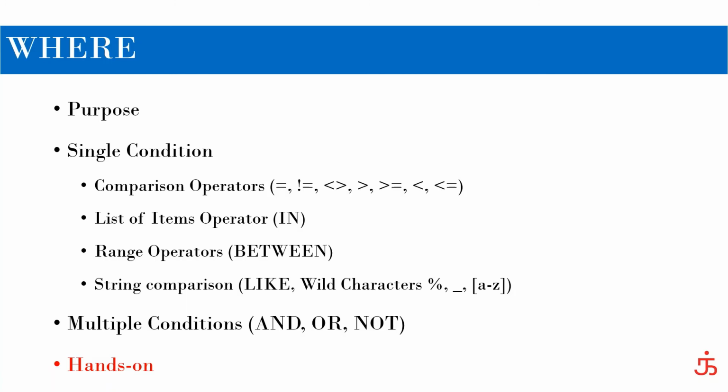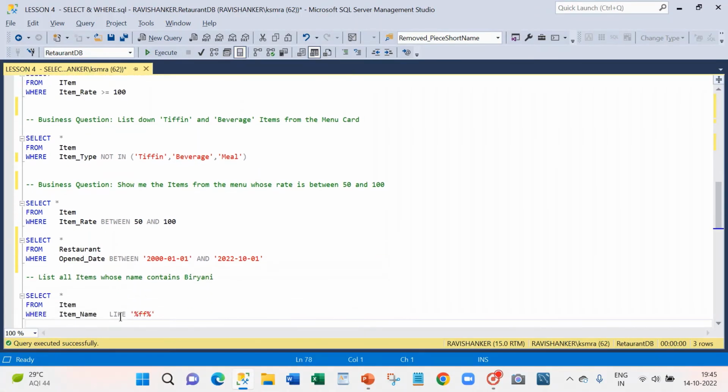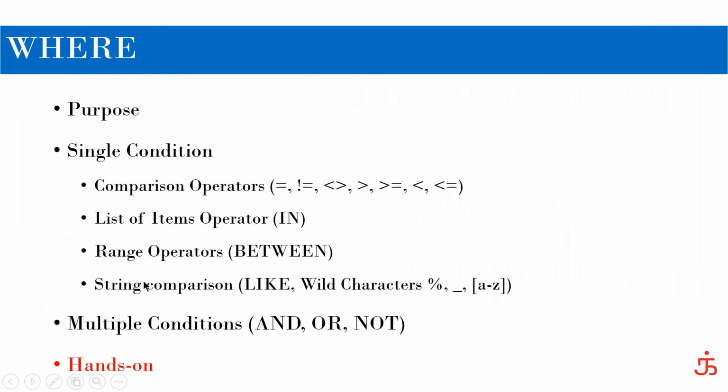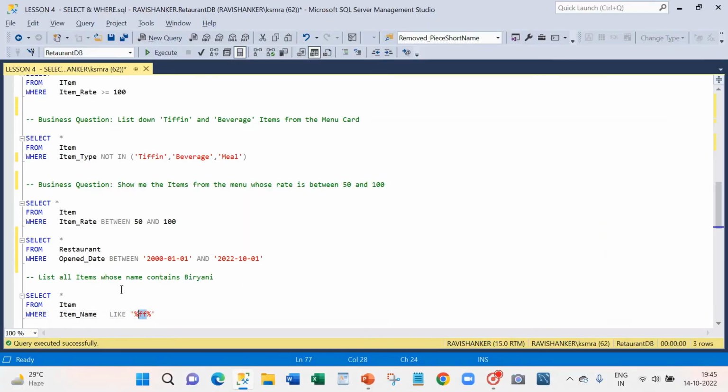The next operator is string comparison. String comparison is more like a contains. It's not an exact match. We are going to say the item name on the menu card contains biryani. Can I find all the items where the item name contains biryani?